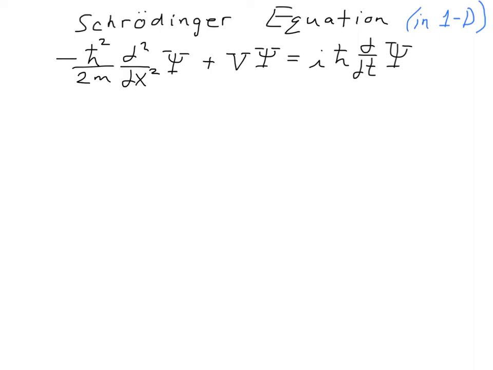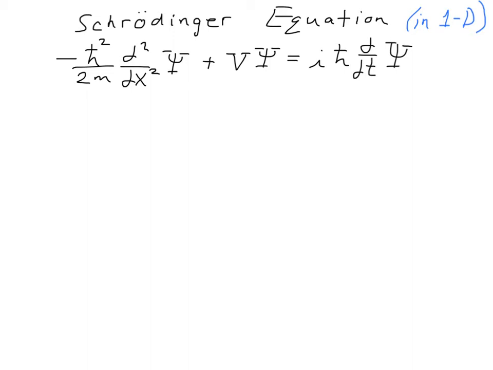Hi everybody. In this video we're going to apply the method of separation of variables to the one-dimensional Schrodinger equation. So in this equation, capital Psi is the wave function, capital V is the potential energy function. We have here a second partial derivative with respect to x. Here we've got a first partial derivative with respect to time.